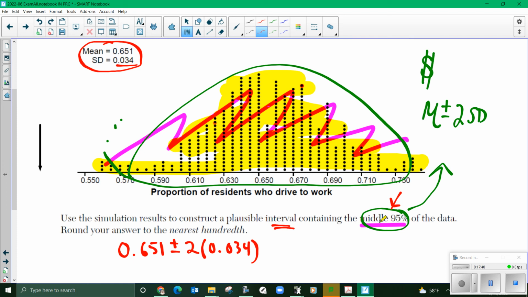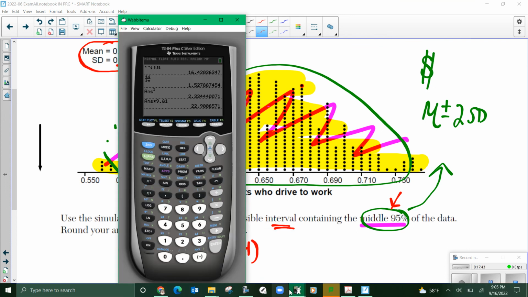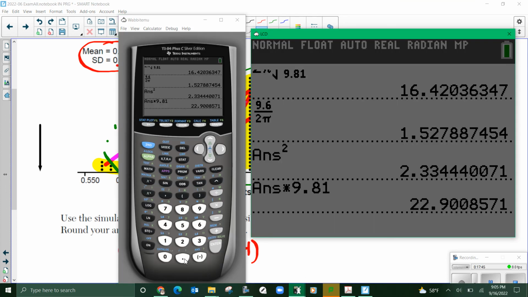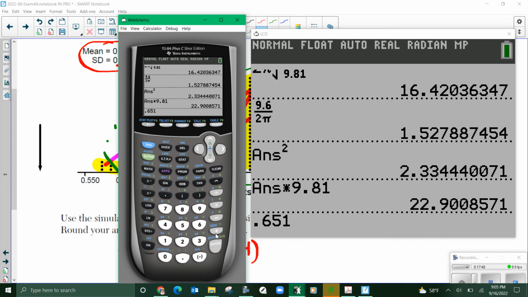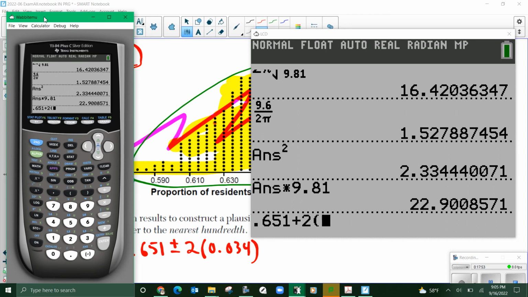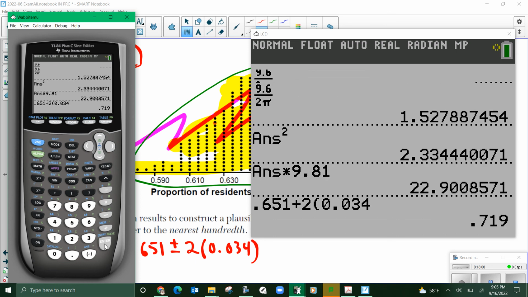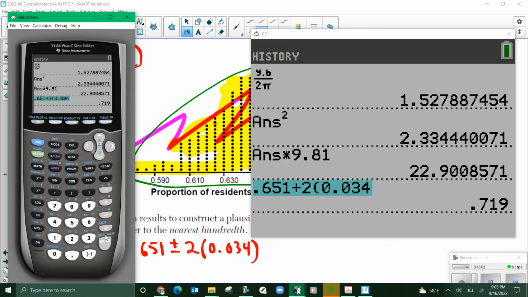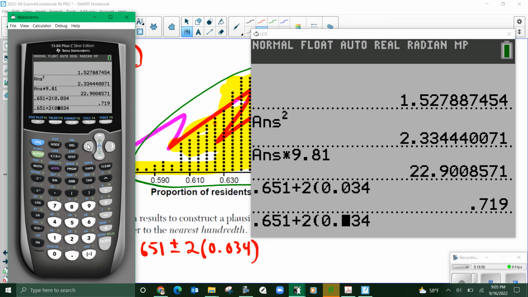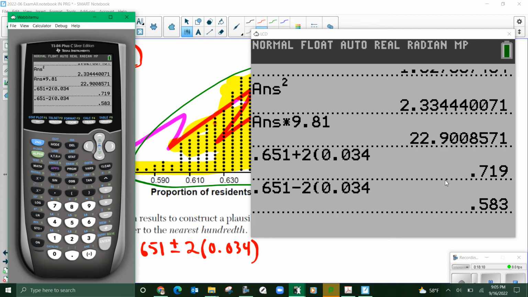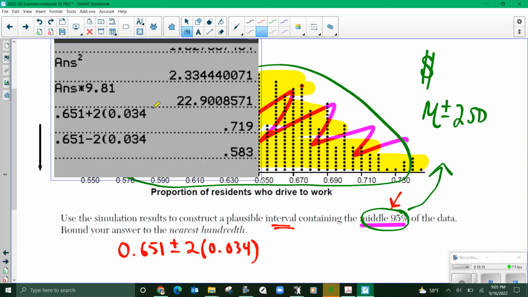Okay? So, let's go to our calculator and take 0.651 and add 2 of our standard deviation. Okay, I'm just doing this right here, which is 0.034, and hit enter. And then I got to do the same thing and subtract 2 standard deviations. So I'm going to go back here and just turn this into a minus. These 2 numbers here is my interval.